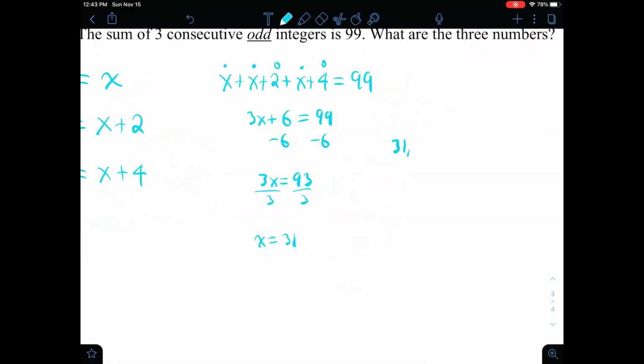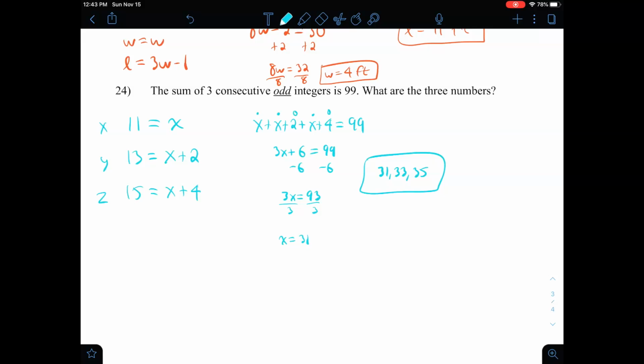And then we just count in a row. So 31 is the smallest number. Count up by 2. x plus 2 is going to be 33, and then 35. Those are the 3 numbers that work. Which is pretty cool, because it would take a long time to guess what numbers work, and this way we use algebra to solve it a lot quicker.